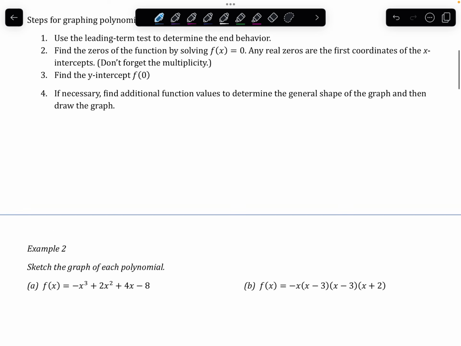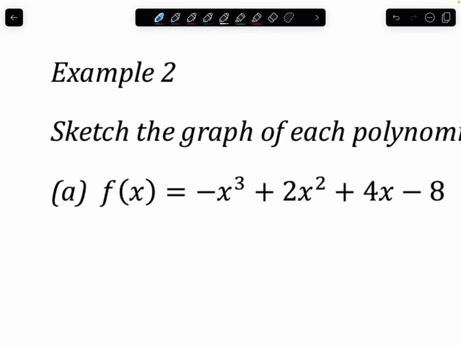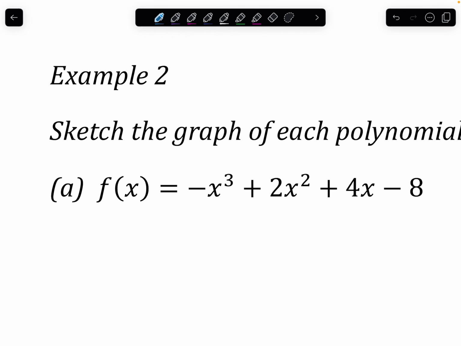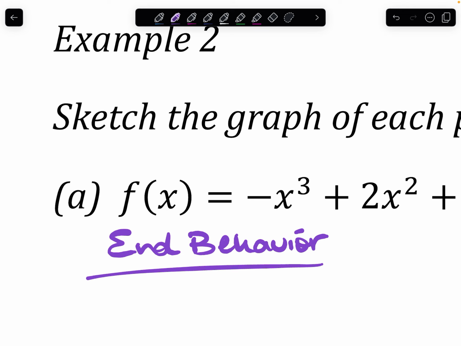All right, so example 2, sketch the graph of each polynomial. First thing we want to do is find the leading term, so we can do our end behavior. This one is in standard form, so we don't need to worry about rearranging anything. I'm just going to put a little label here that says end behavior. So all of this work right here is going to go with our end behavior.